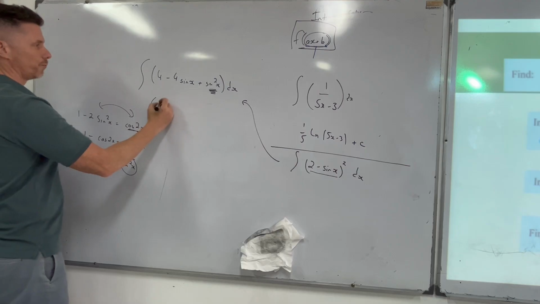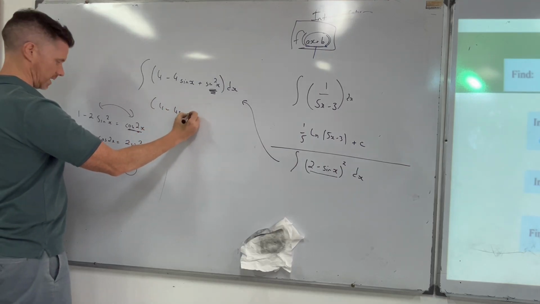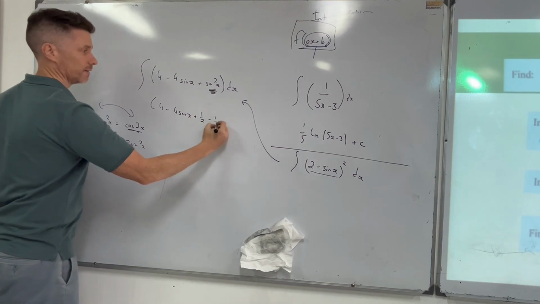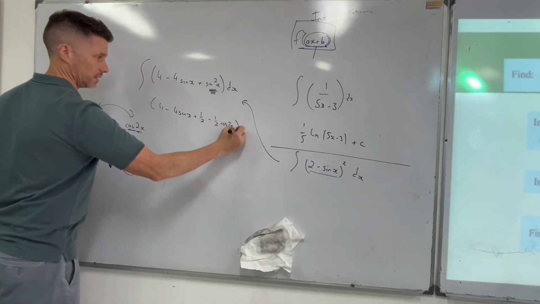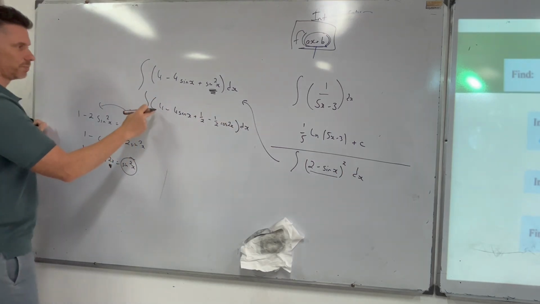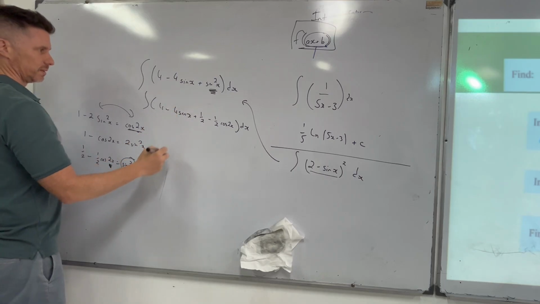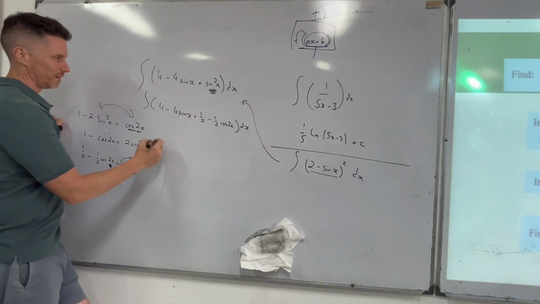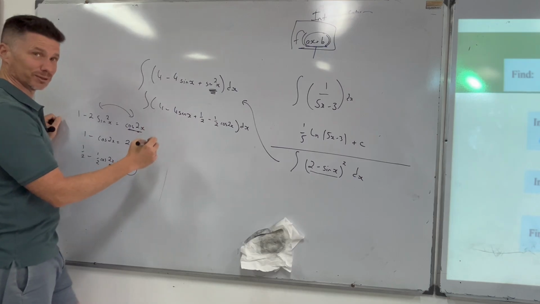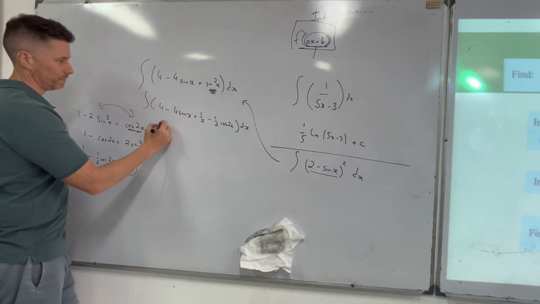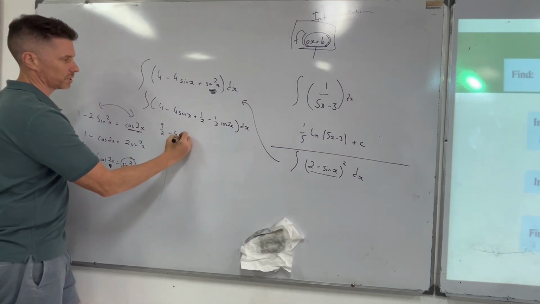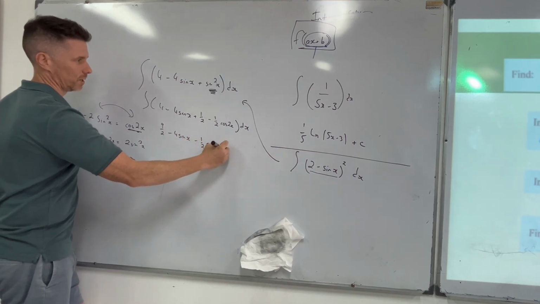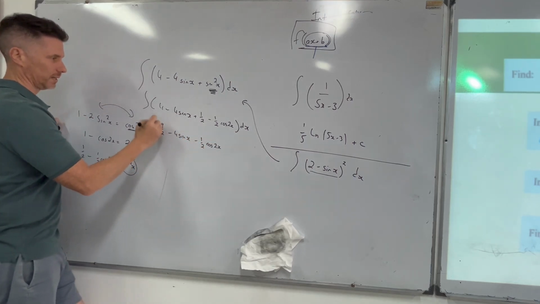So I'm going to go 4 minus 4 sine x plus 1/2 minus 1/2 cosine 2x. I still haven't integrated it. Probably could put these two together. 4 plus 1/2 is 9 over 2. 9 over 2 minus 4 sine x minus 1/2 cosine 2x. Now I'm ready to integrate finally.